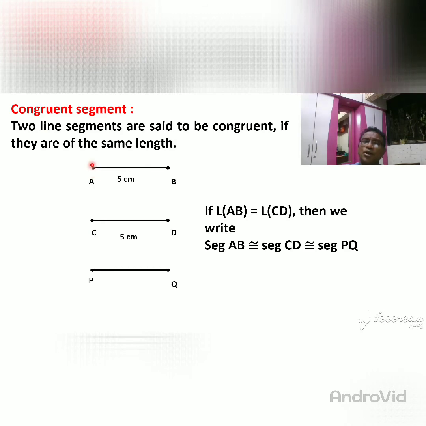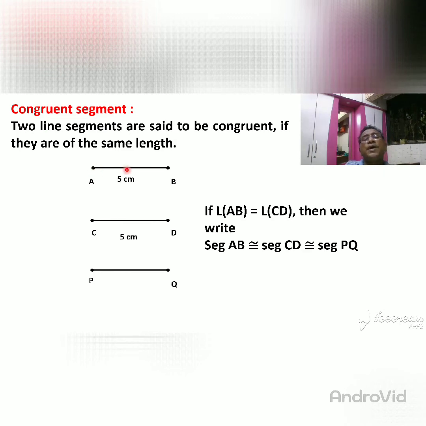So the first property of the congruent segment: segment AB is congruent with itself. Each segment is congruent with itself. What is the first property? Each segment is congruent with itself. Do you understand what I say? Each segment is congruent with itself.